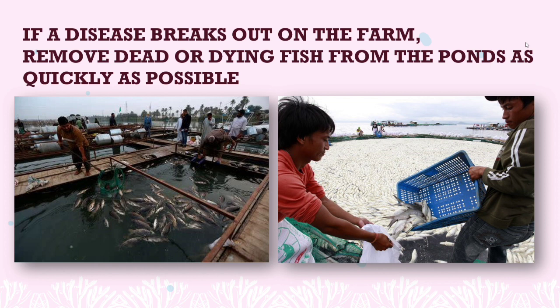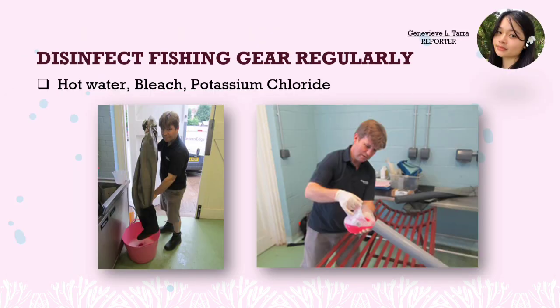Ideally, you should complete dead fish removal from the pond before the flies cover the fish, because flies are unsanitary. To prevent disease, you must bury, incinerate, or compost the fish in a manner that will not invite pests or contaminate the environment. Next is to disinfect fishing gear regularly.